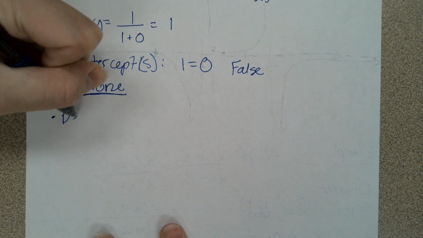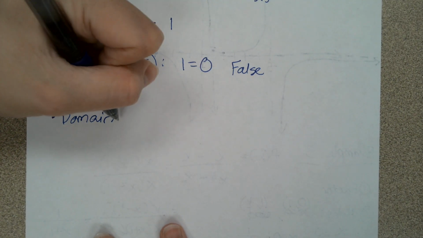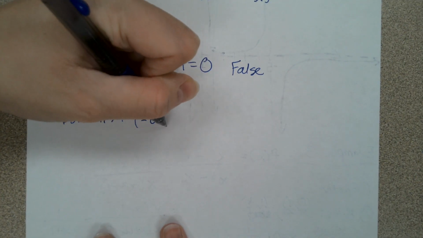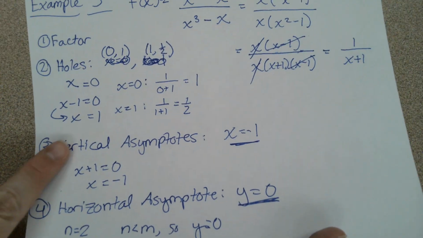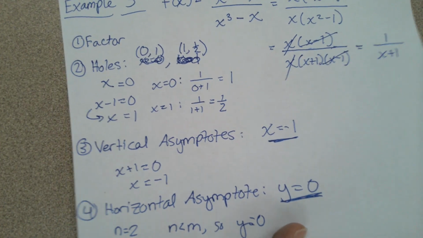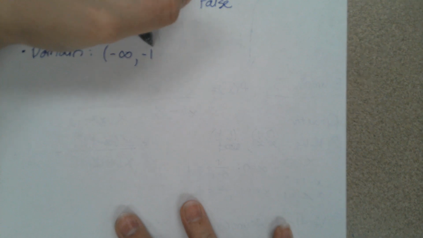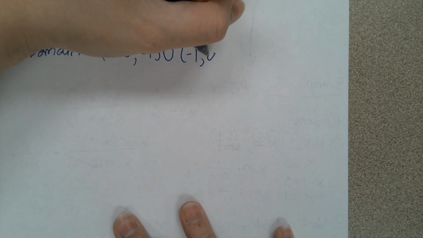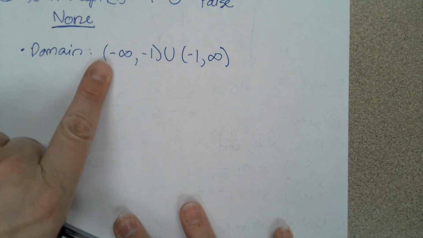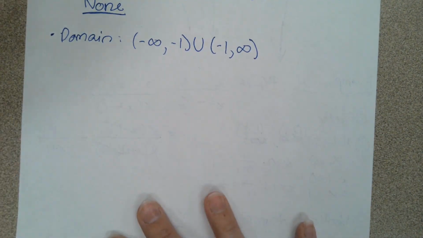Domain. All real numbers except for our vertical asymptotes. So let's see where those were at. Vertical asymptote at -1. So all real numbers except -1. So -infinity to -1, union -1 to infinity.